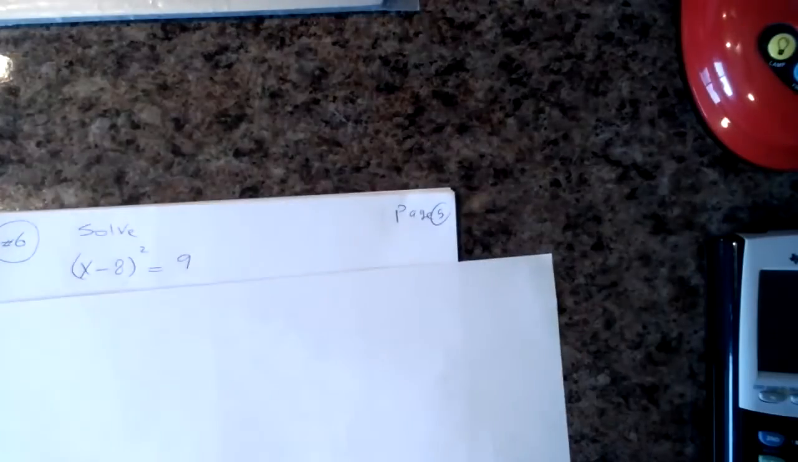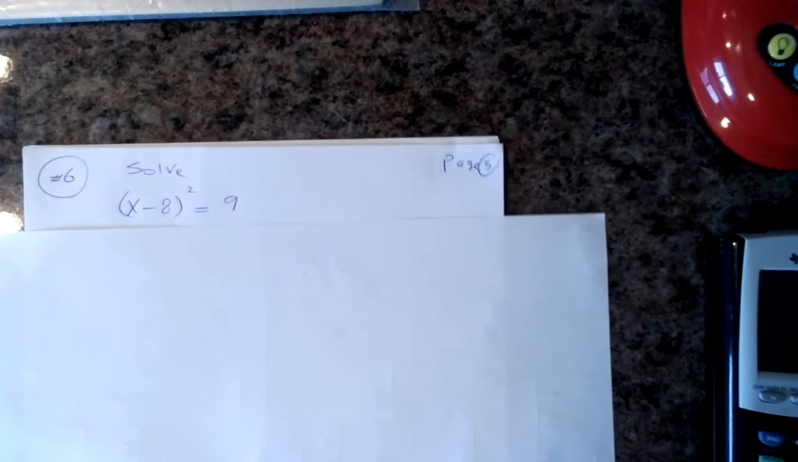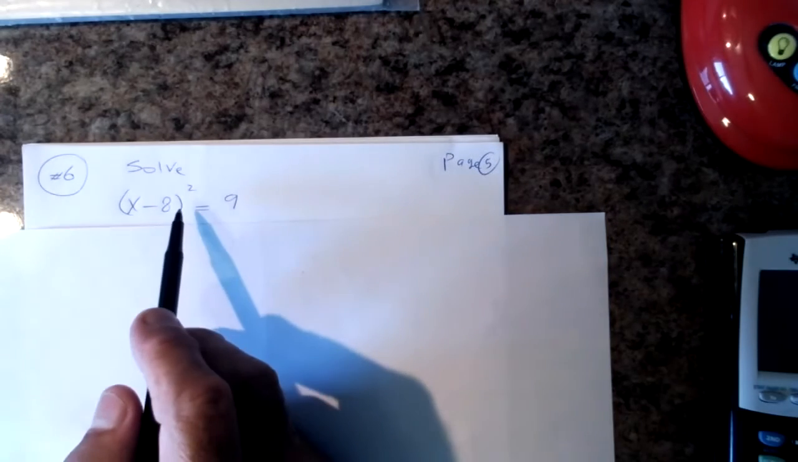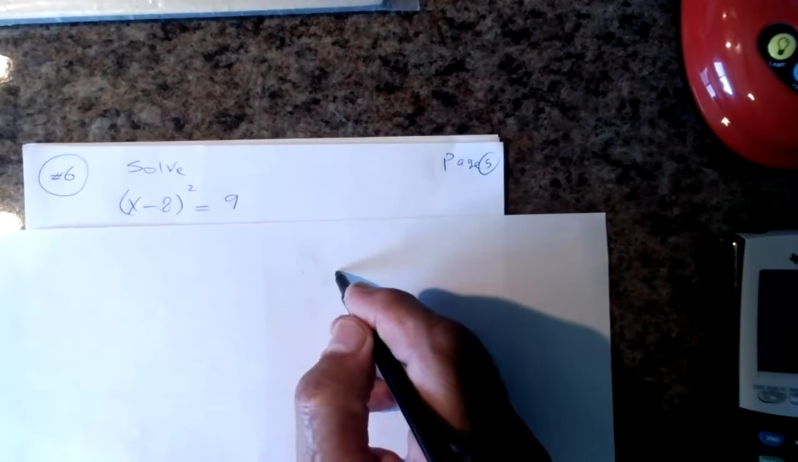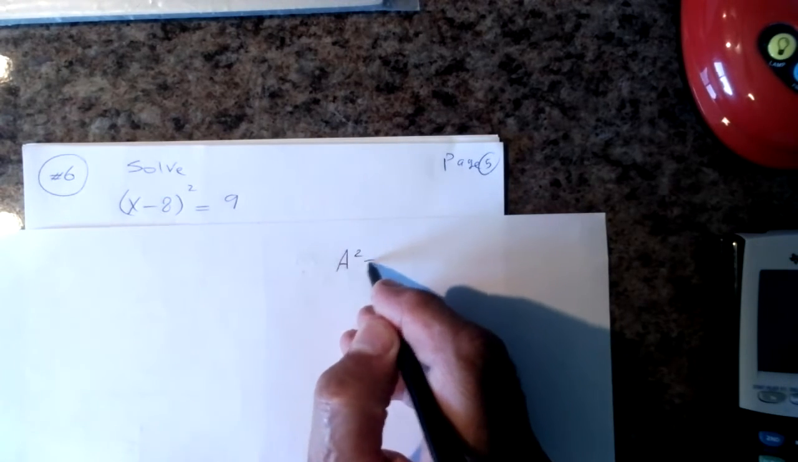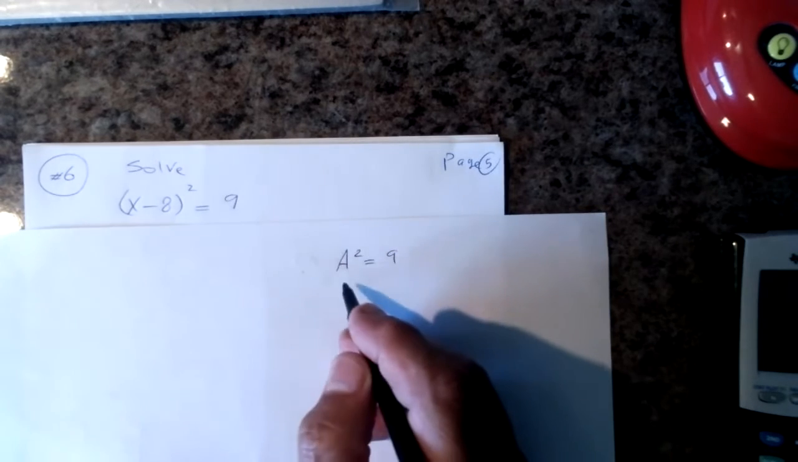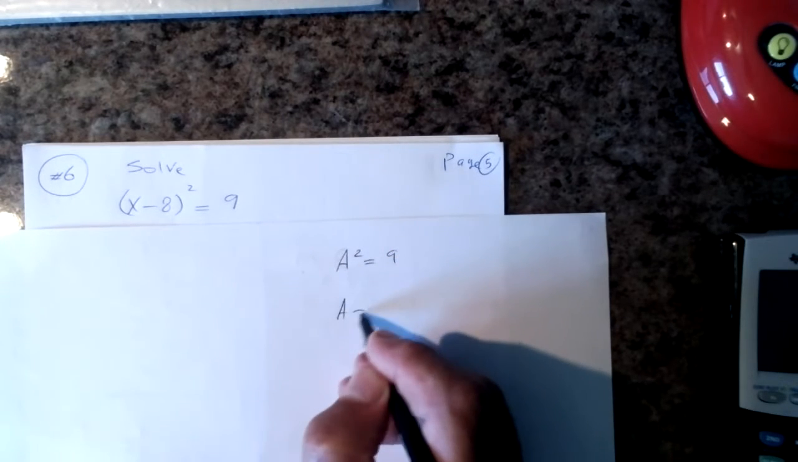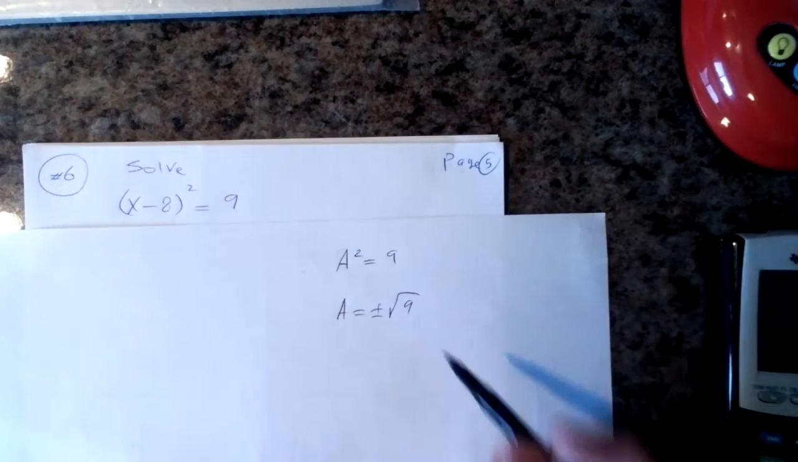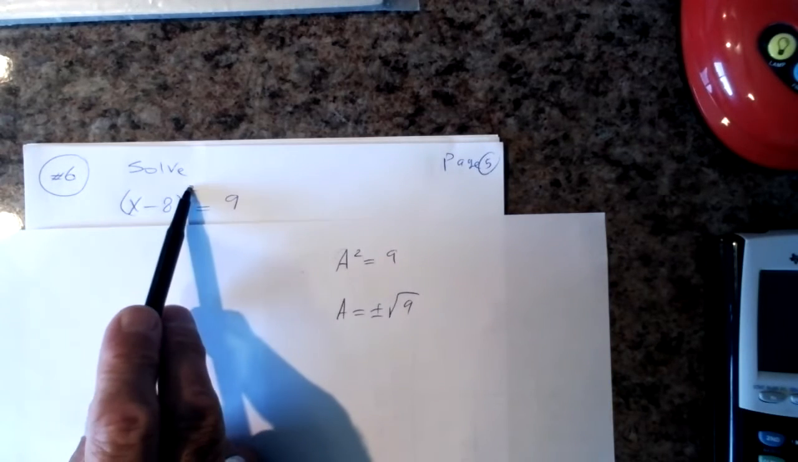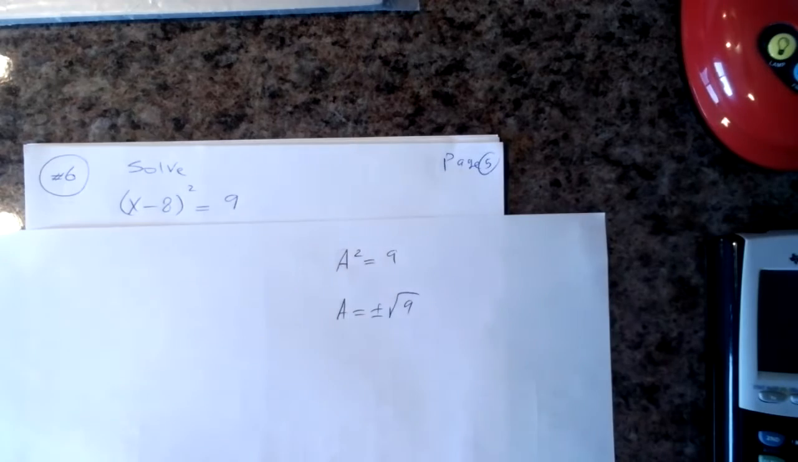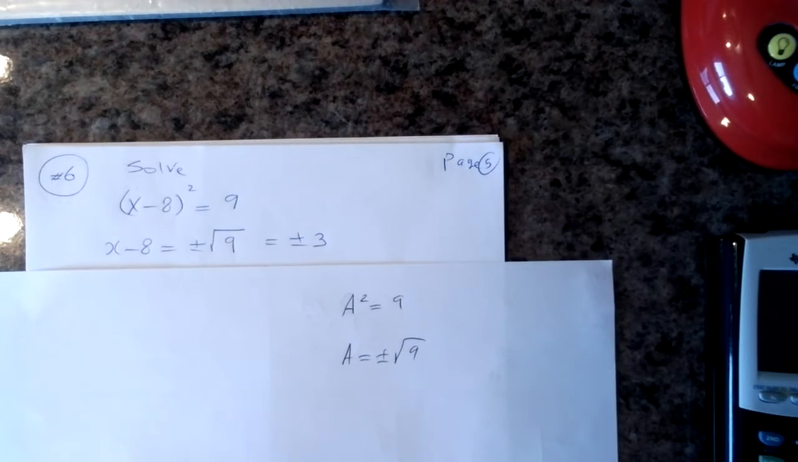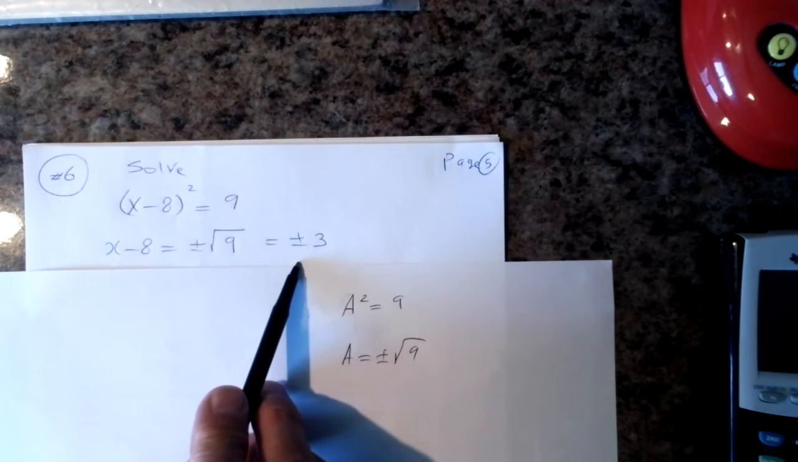All right, now we want to solve this one. As long as you have an expression to the power of 2, say a squared equals 9, you just write a is plus or minus radical 9, right? The same thing here: the whole thing is to the power of 2. So you could just write this as plus or minus radical 9, which is plus or minus 3.